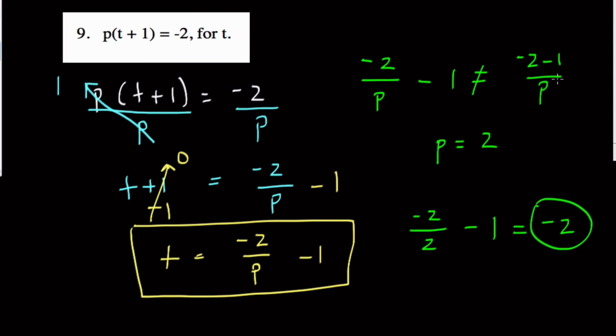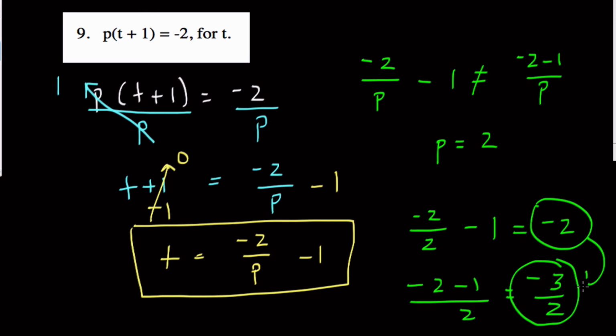Now let's go on this side of the equation. I would have negative 2 minus 1 over 2. Negative 2 minus 1 is negative 3. Negative 3 halves. And so we see that these things are not equal. So just be careful about how you write these things. Remember, you're subtracting. When we go back to this step, you're subtracting 1 from this whole side of the equal sign. You're subtracting it from the fraction, not just from the numerator of the fraction.